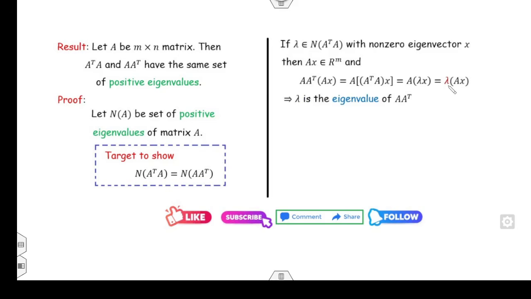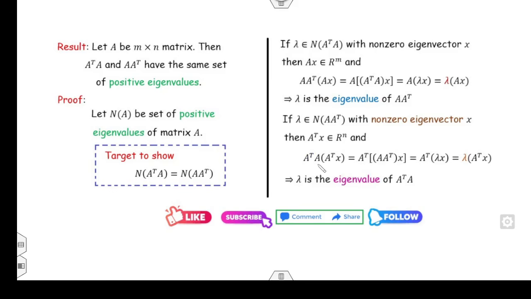Or you can say lambda is the eigenvalue of A into A transpose. Similarly, I can start with the second one. In that case, A transpose of x belongs to Rn, and hence I can start with A into A transpose into A of x. If I open this bracket, A into A transpose of x is lambda x, so I can substitute the value as lambda x.